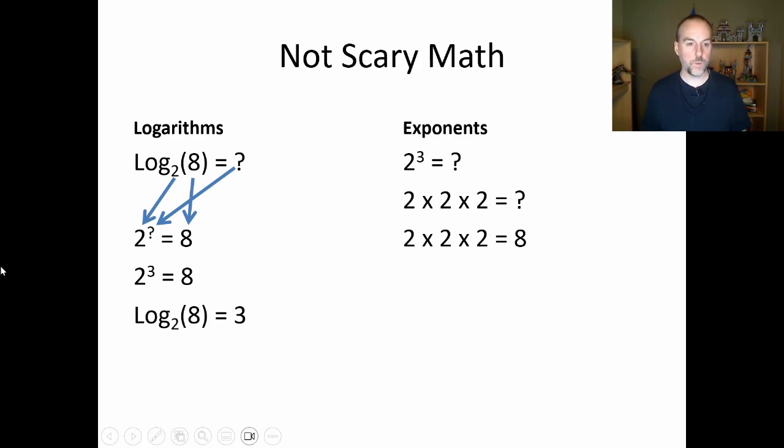Okay, so we know 2 to the power of what equals 8? Well, 2 to the power of 3 equals 8. And if we want to put that back into log form, we would write it as log base 2 of 8 equals 3.